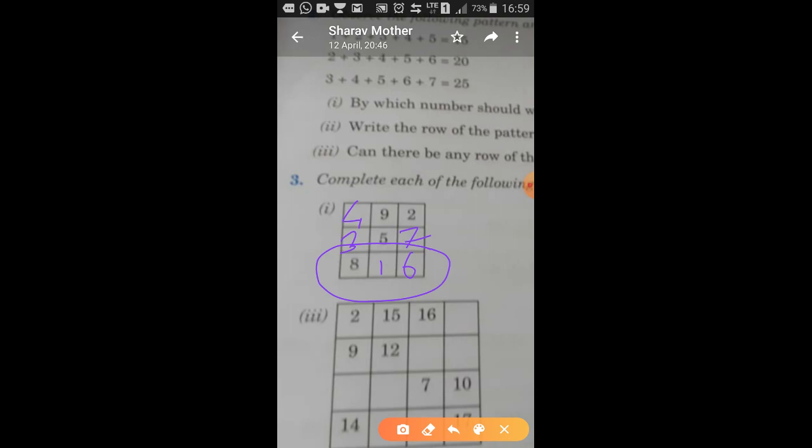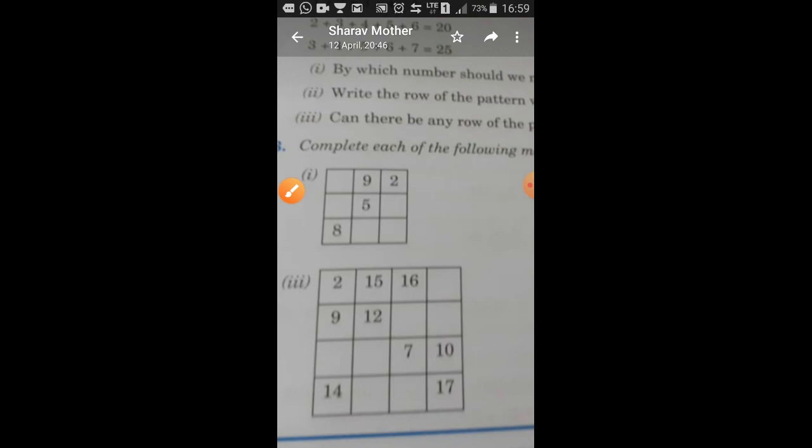Understood? So this second magic square, I won't explain to you, because I want you to do it on your own. Otherwise you will copy this whole thing and then I won't get to realize whether you have understood the concept or not.